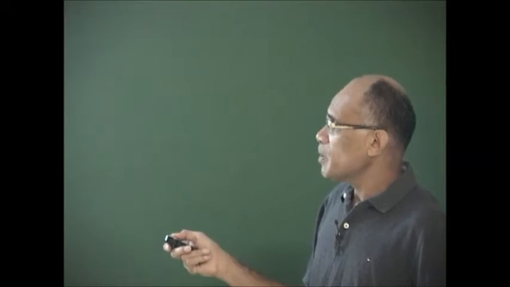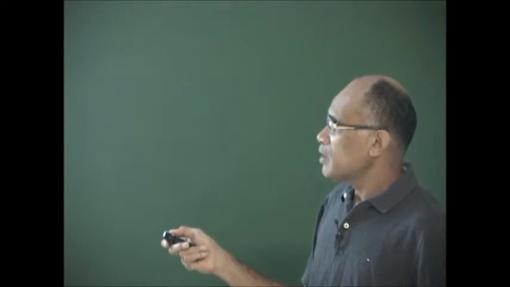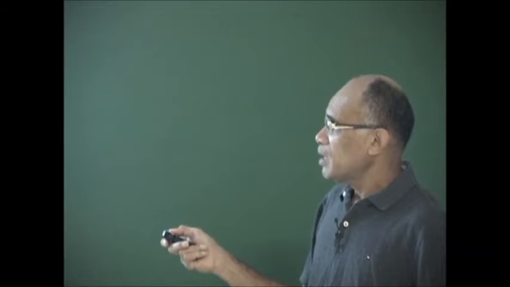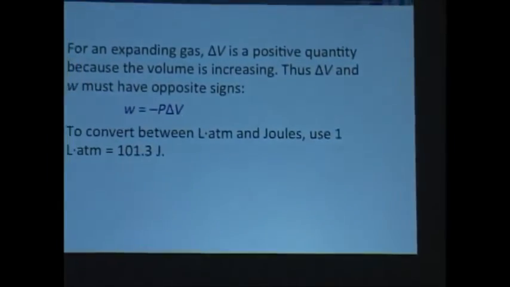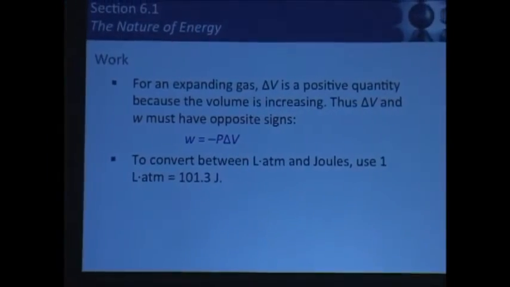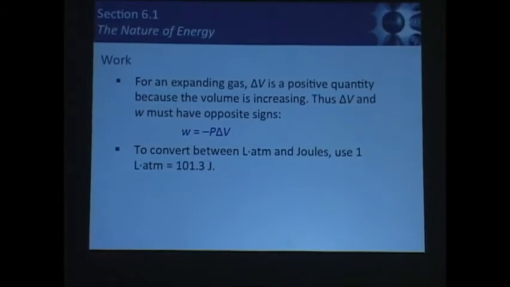Because when you have expansion work, this delta V will be positive, and therefore your overall sign will be negative, which is what we said in there. If you have compression work, the delta V is going to be negative. So you have negative and negative multiplying out to give you a positive value.